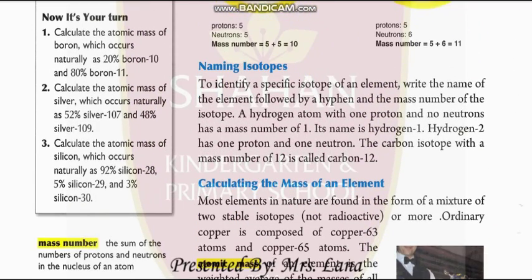Naming isotopes. To identify a specific isotope of an element, write the name of the element followed by a hyphen and the mass number of the isotope. A hydrogen atom with 1 proton and no neutrons has a mass number of 1. Its name is hydrogen-1. Hydrogen-2 has 1 proton and 1 neutron. The carbon isotope with a mass number of 12 is called carbon-12.